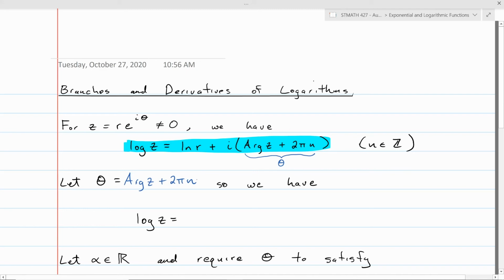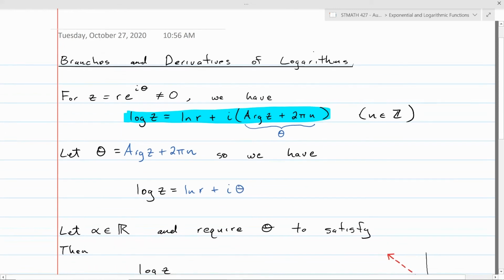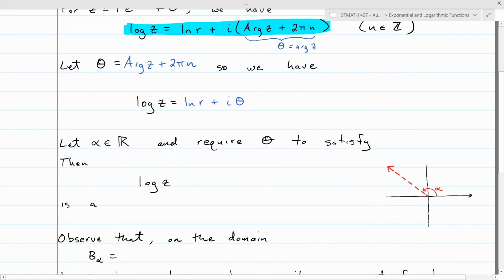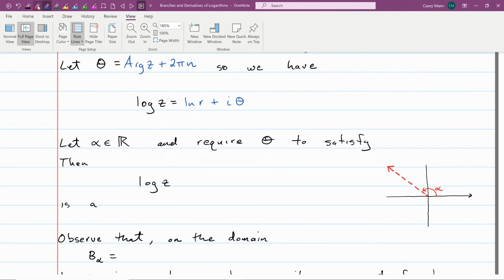So we're going to write log z as just natural log of r plus i times theta. But just remember, when you see theta here, it's not just a single angle, it's a whole bunch of angles. It's basically the argument, little a argument, of z here. Next, we're going to pick a real number, alpha. Could be positive, could be negative, doesn't really matter.